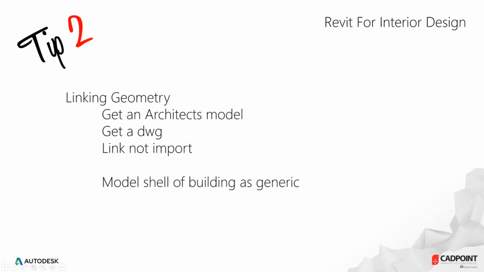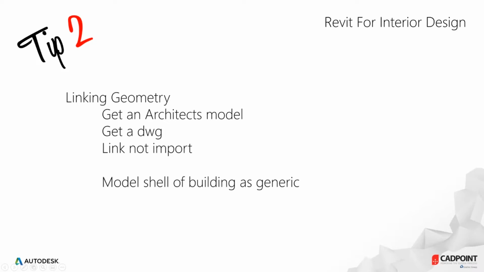Now, a Revit model won't be available in all circumstances, but the architect will likely have a DWG file, which you can also link into Revit and then trace over the top of. You should always try to link in a model or a DWG, not import it. This means any changes you make in, say, your AutoCAD file will automatically update in Revit. For those of you that are already using AutoCAD, a little bit like an XREF.